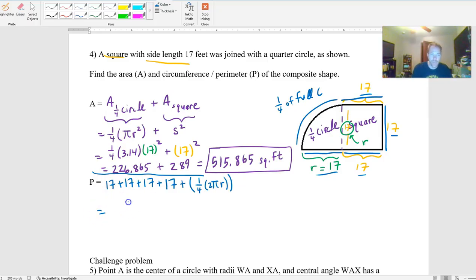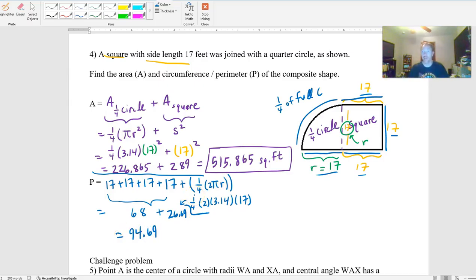So the 17s all together, that's 68. And then if we do 1/4 of 2 times 3.14 times the radius of 17, that comes out to 26.69. I apologize, it's not the clearest here, but adding those together, we got 94.69 as the distance around this composite shape. That would be measured in feet. And that's our answer there.